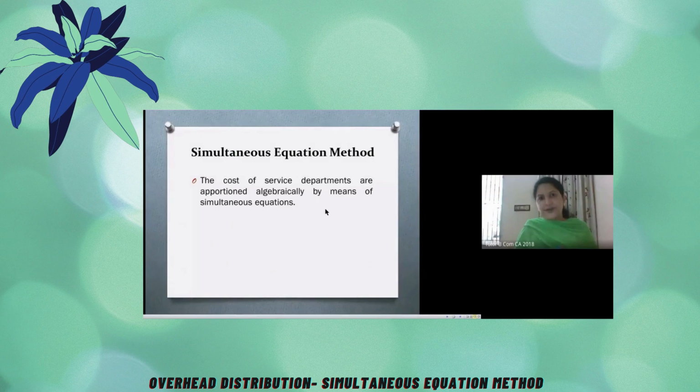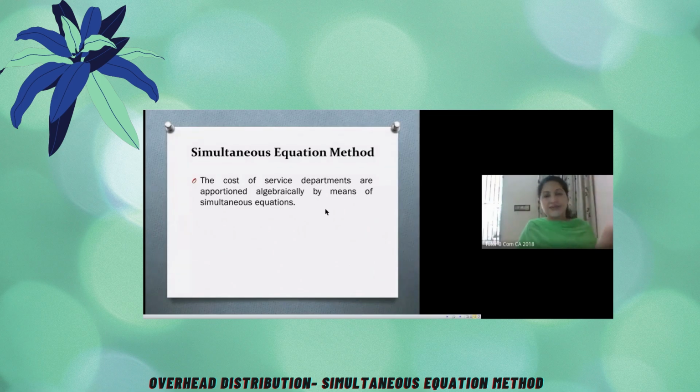And as the name suggests, in this method the primary methodology is solving an algebraic equation. We formulate an equation, and primarily that equation is used to compute the total overhead cost of service departments. Now we are talking about reapportionment, and the methods of reapportionment. The third method which we are discussing now is the simultaneous equation method.